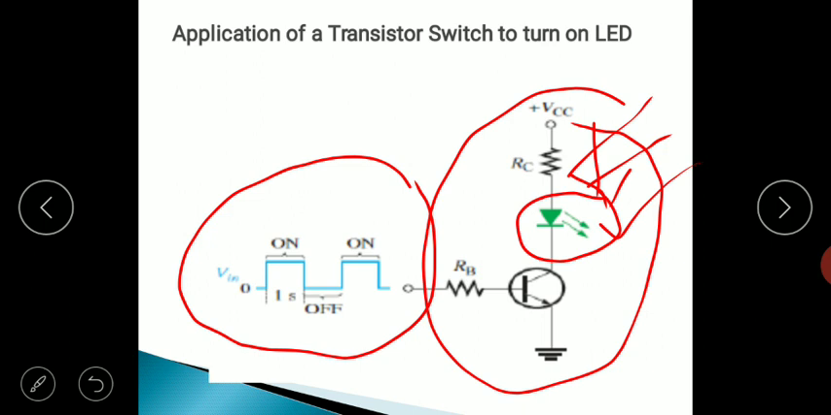This is how, by applying the square wave at the input of the base, we can alternately turn on and turn off the LED. That means the LED will be on for half the time period, and off for half the time period. So in every cycle the LED will be turned on and off by using the BJT as a switch.